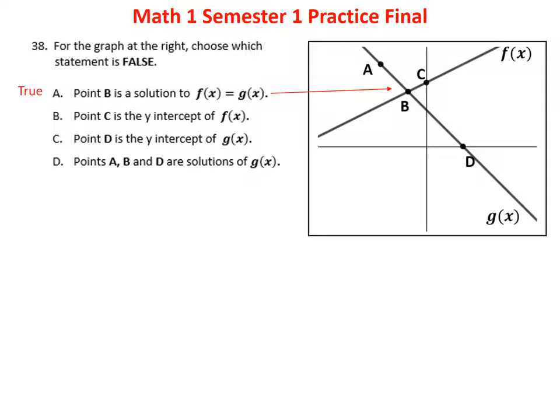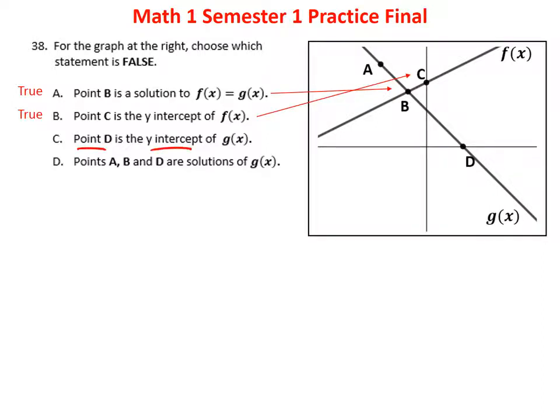Point C is the y-intercept. So f of x is here. Where does it cross the y line? Well, this is y. It crosses it here at C. That's what they said. So once again, that's true. And so that's not our answer.